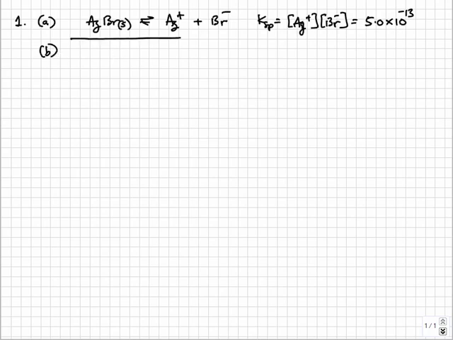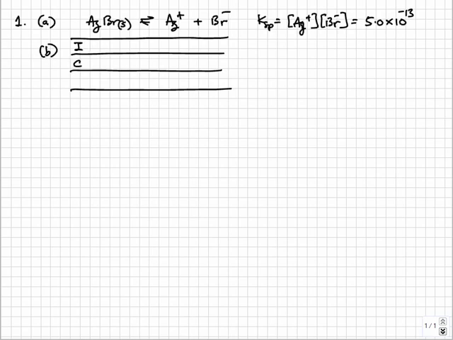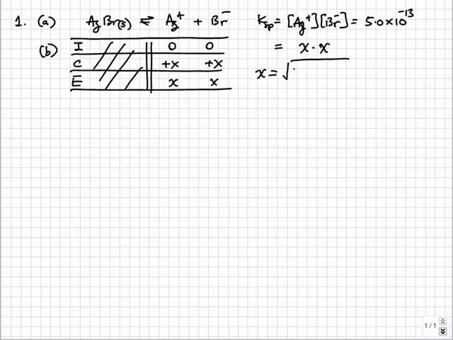B. We set up the ICE table. We start with no Ag+ and Br- initially. The changes are plus x and plus x. Applying the changes to the initials, we get x and x. Putting these back into Ksp, we get x squared equals 5.0 times 10 to the minus 13. Solving for x gives Ag+ and Br- concentration equals 7.1 times 10 to the minus 7 molar.